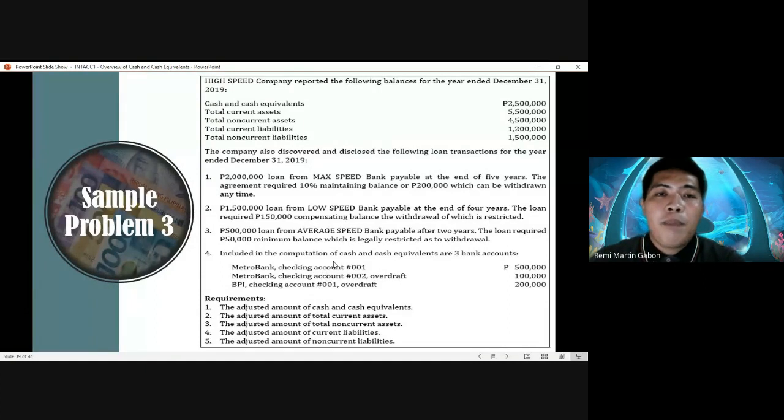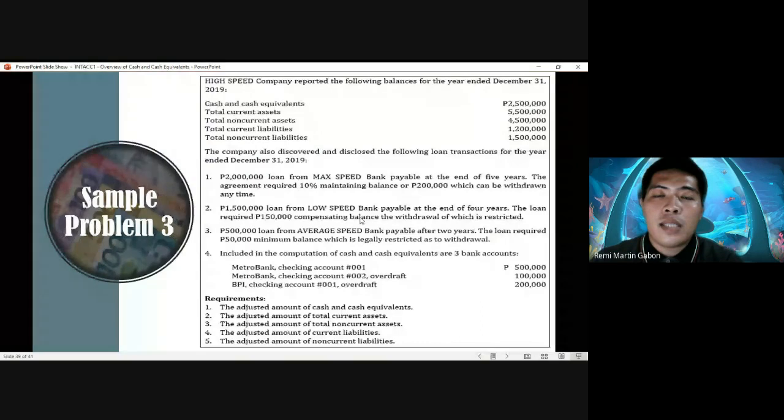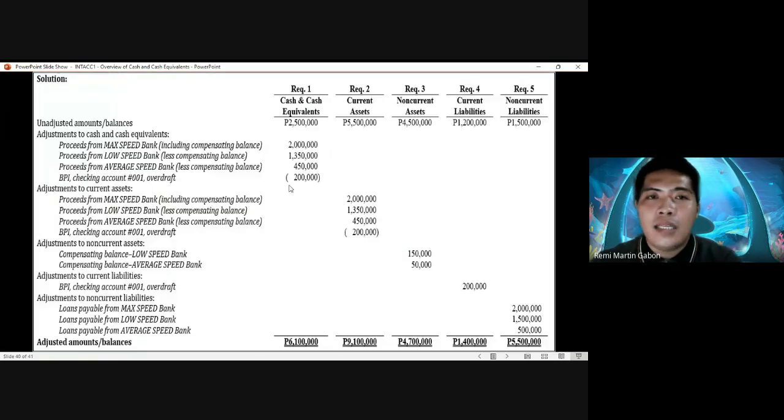Supposedly. Pero both cash proceed and maintaining balance are presented as part of cash here. Reason, kasi si cash proceed, part of cash, si compensating balance, part din ng cash, kasi nga, can be withdrawn anytime. Okay, so not legally restricted. So therefore, lagay na lang natin dito buong 2 million. The same with adjustment to current asset. Nandito rin si 2 million.